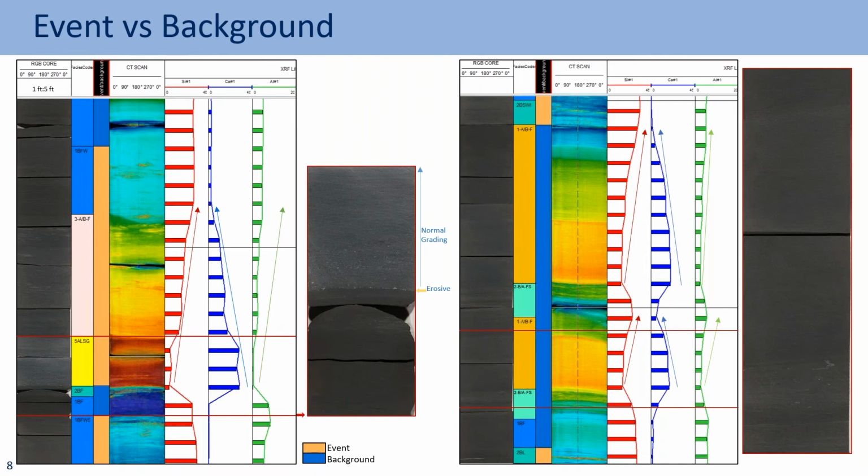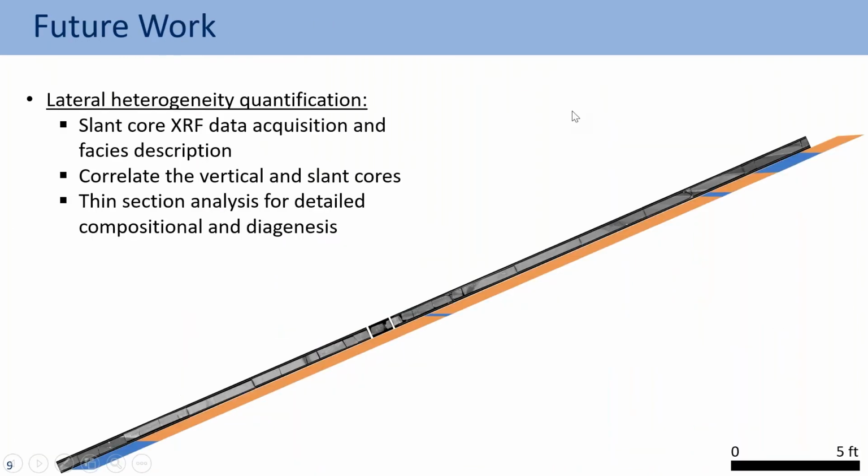So what is important from here is that even though the XRF is useful to guide you to discrimination, it's not going to give you an answer, but it's useful to have CT and XRF all together. So regarding the future work, the main goal is to be able to do a quantification of lateral heterogeneity, to use these two walls, the vertical and the slant.